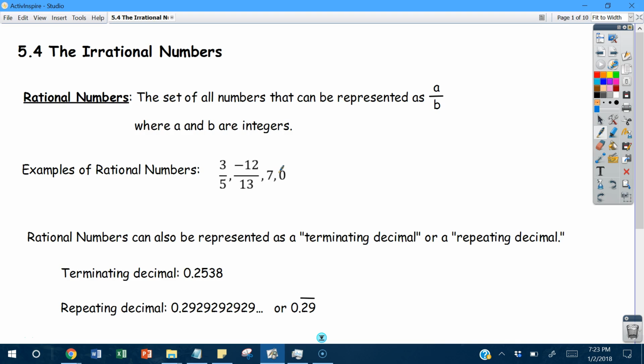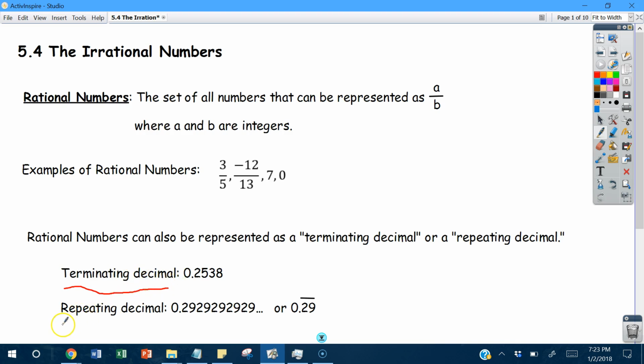Rational numbers also have decimal representations that could look in one of two ways. We could think about it as a terminating decimal, where we would write that fraction as a decimal, and at some point the numbers would stop. Some rational number ends up being like 2.2538 and nothing else. There's nothing after that. We call that a terminating decimal.